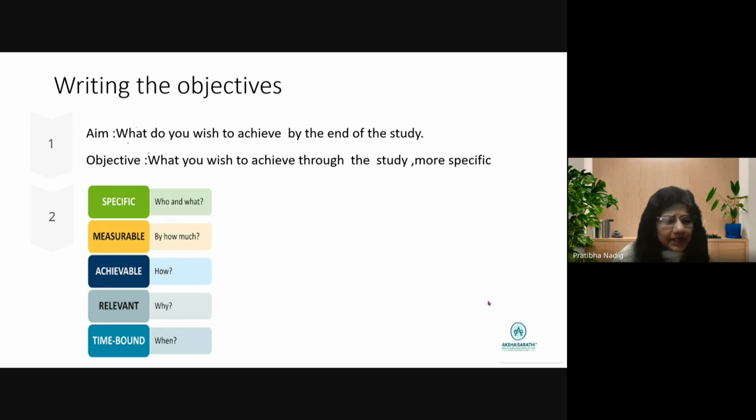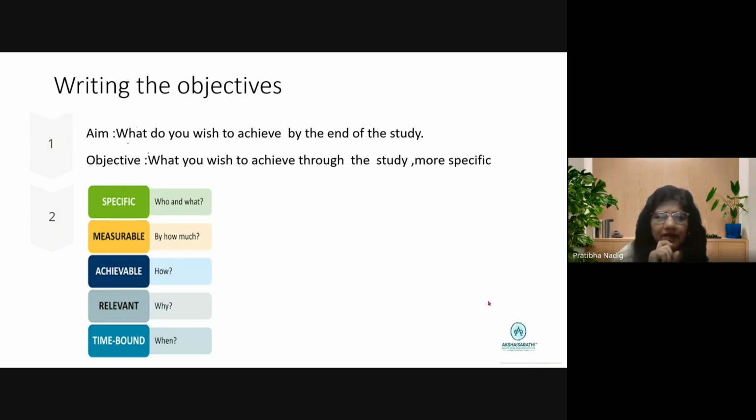That means it should be specific, it should be measurable, it should be achievable, relevant, and time bound. In other words, this also is like PICOT criteria. It is sticking to feasibility. That means you will define and then will you measure it?